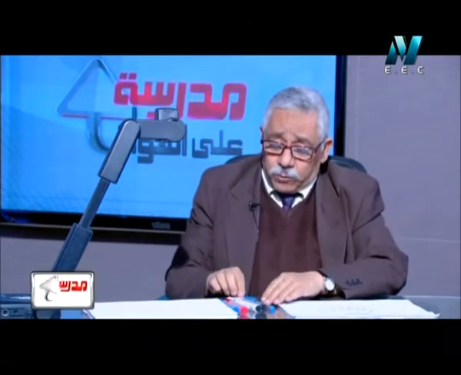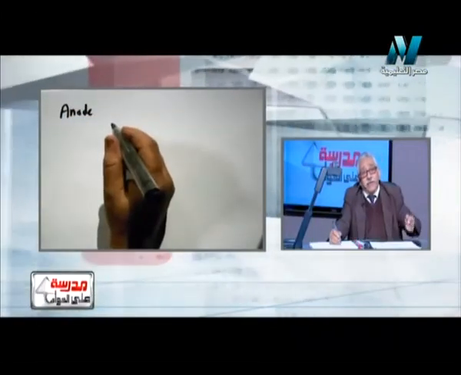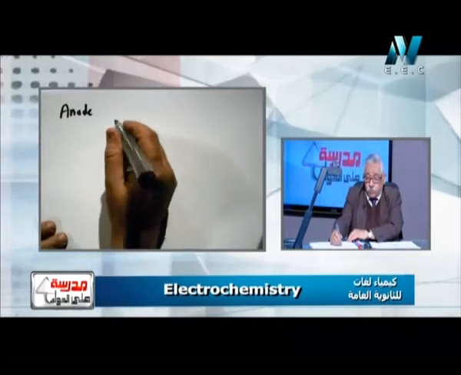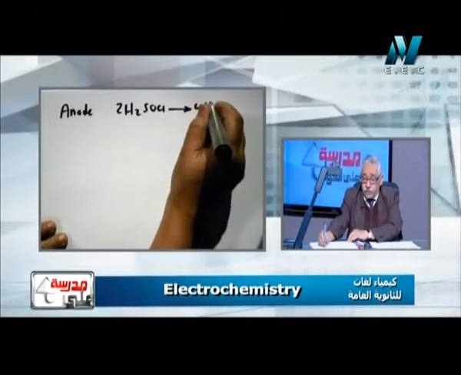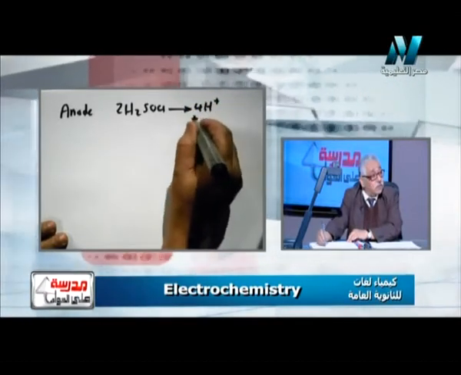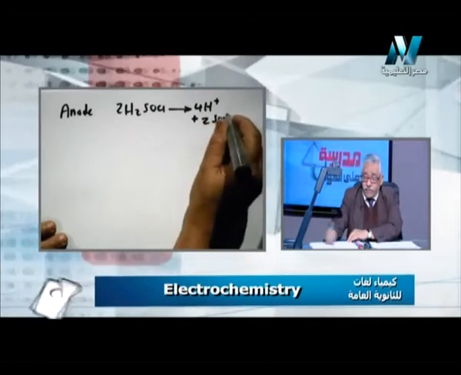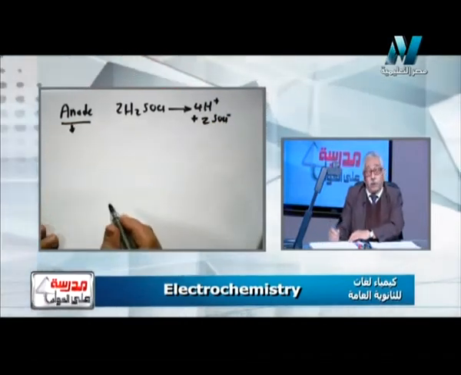We called it car battery because the common use of this battery is in cars. But let's say the equation which occurs in the car battery at the anode. At first, sulfuric acid is converted into H positive ion and SO4 negative: 2H2SO4 is converted into 4H positive plus 2SO4 negative 2. The reaction at the anode will be oxidation.